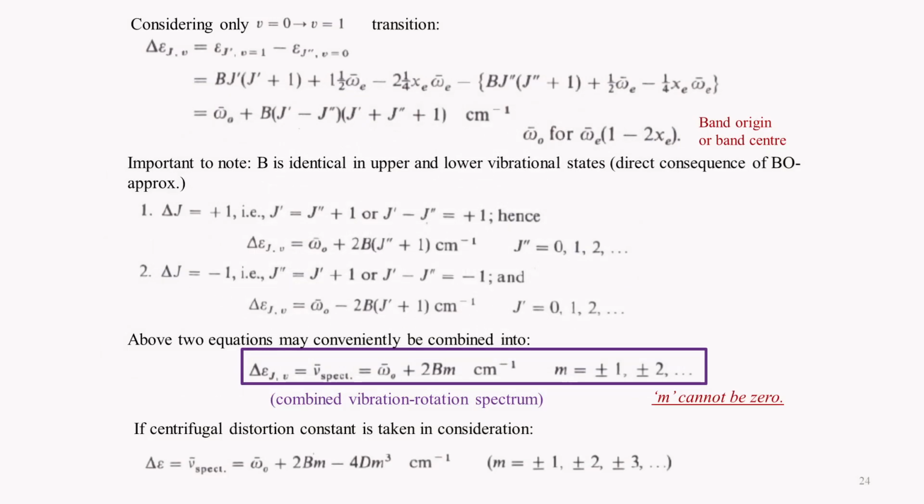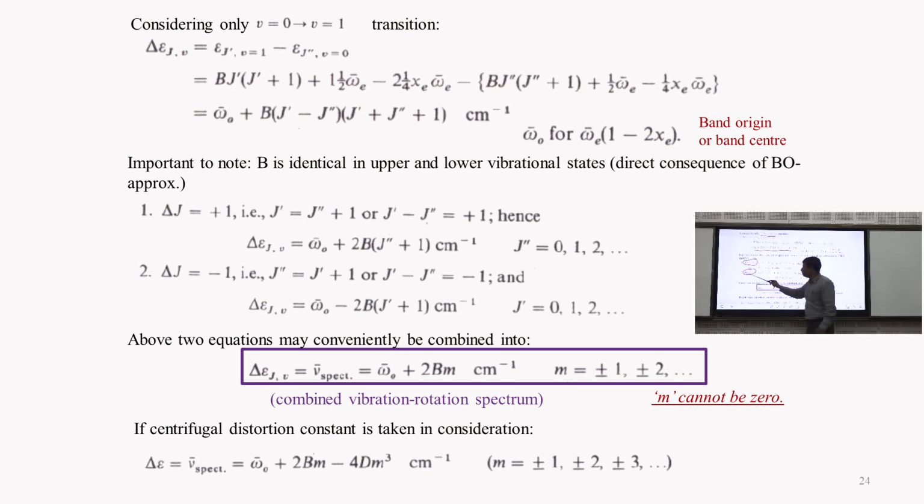Then we have to get an expression for that. What is the expression? Expression development is very easy. V equal to 0 to 1 only you are considering. So you will have an expression. After this expression, you have to consider two scenarios. One is delta J plus 1, another is delta J minus 1. So with delta J plus 1 considered, you get the expression omega 0 plus 2b (J double prime plus 1), and for the other, omega 0 minus 2b times this one. These are very simple things. There is no derivation, nothing. So you have two expressions, this one and this one.